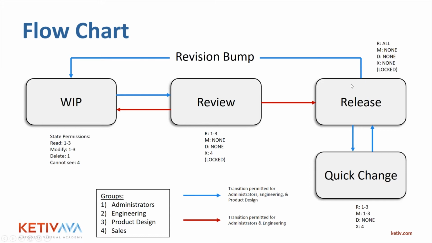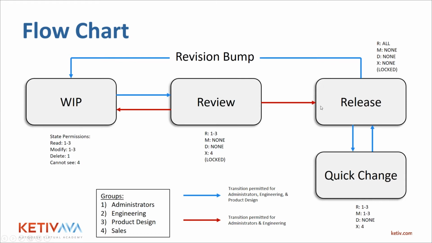The next state over, at release. Now we want everybody to be able to read it. So now the sales team is looped in, but nobody should be able to modify, nobody can delete, and it's a locked file. So this is the finished version. We shouldn't be touching it. And if we need to make that really quick change, we move it down here and we have this set up so that those first 3 groups can read it and modify it. And again, the sales team should not be able to see this, just the released.